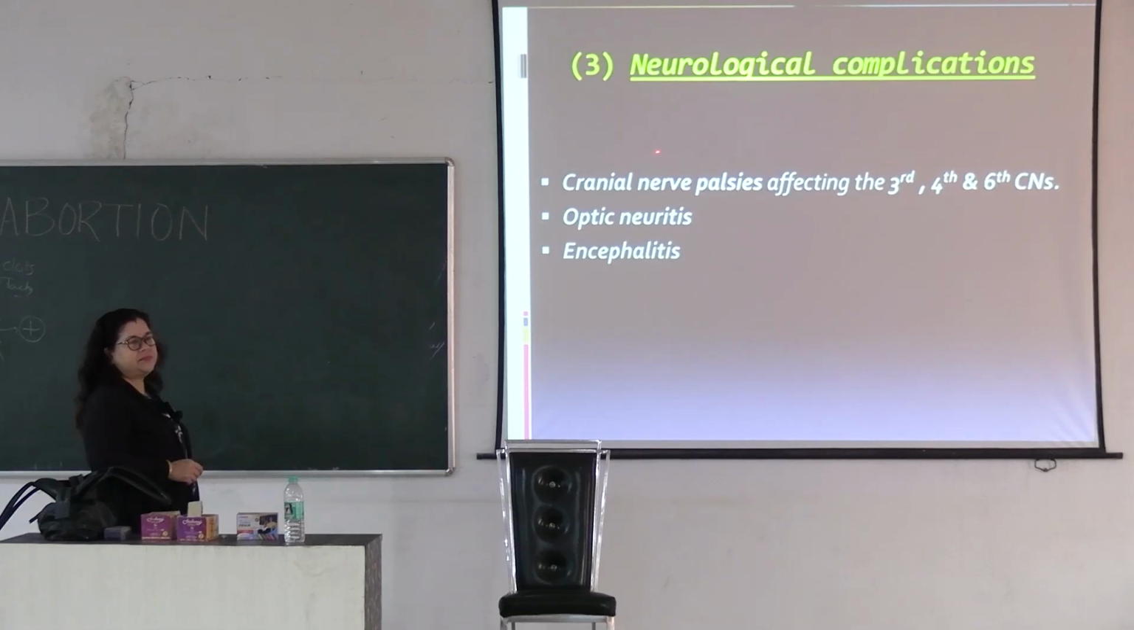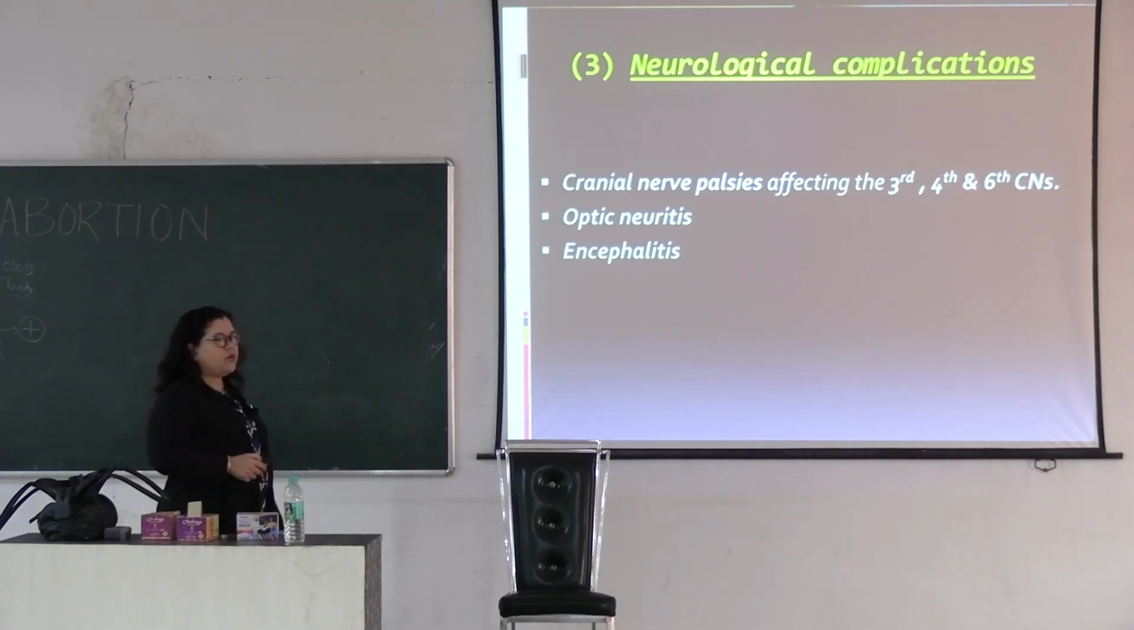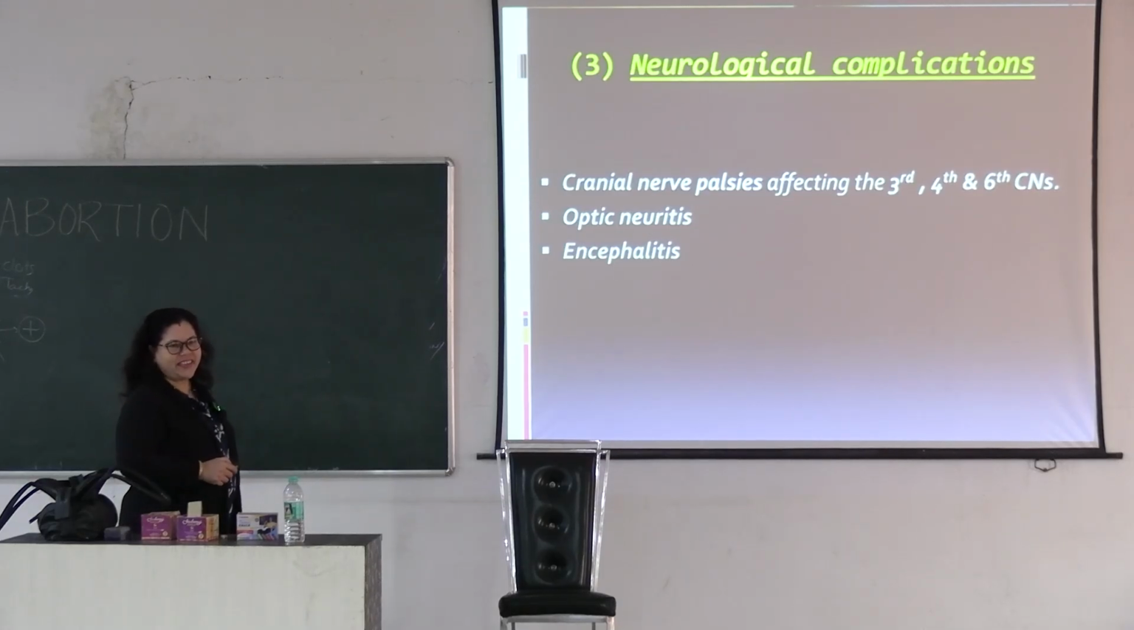third is oculomotor, fourth is trochlear, fifth is trigeminal, sixth is abducens, and then seventh, 8, 9, 10, 11, 12. Okay. So you had better know the names of all 12 cranial nerves. This is very important.